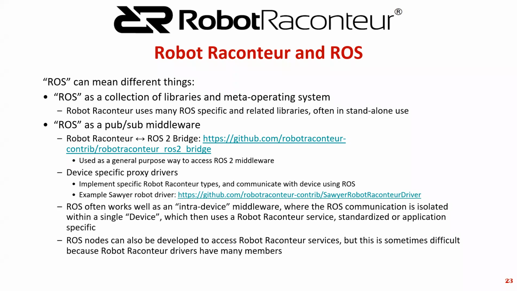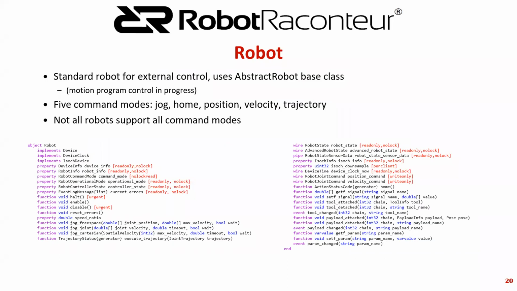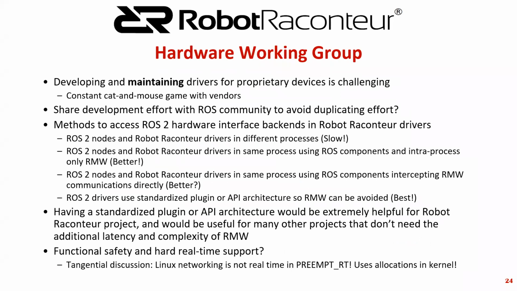And there's also the reverse where you can have ROS nodes that talk to a Robot Raconteur service, but that can be a little tricky because, as you can see, the types are kind of verbose. It's not entirely clear to me how you would digest this down into a ROS topic and service, but that's definitely something we're talking about.